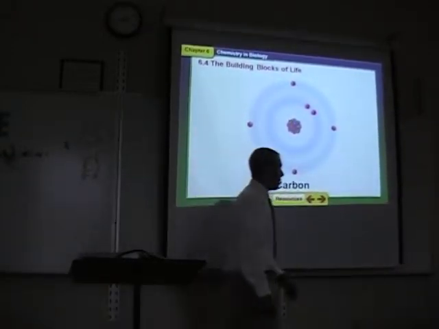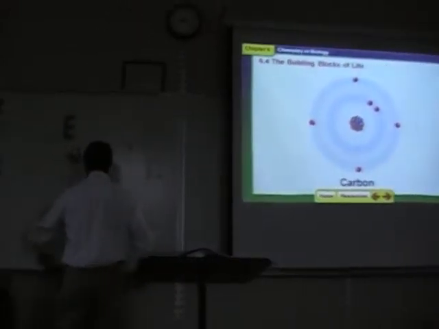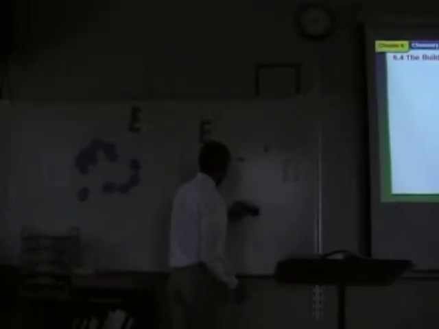So, let me write a formula up here, and you tell me if it's an organic molecule. What does an organic molecule have to have? Hydrogen and carbon. Carbon and hydrogen. Okay, tell me if this is an organic molecule. CH4. Yes, it's got carbon and hydrogen. It's called methane. Did you know that? What about this? Is this an organic molecule? No, it's not. It doesn't have hydrogen.